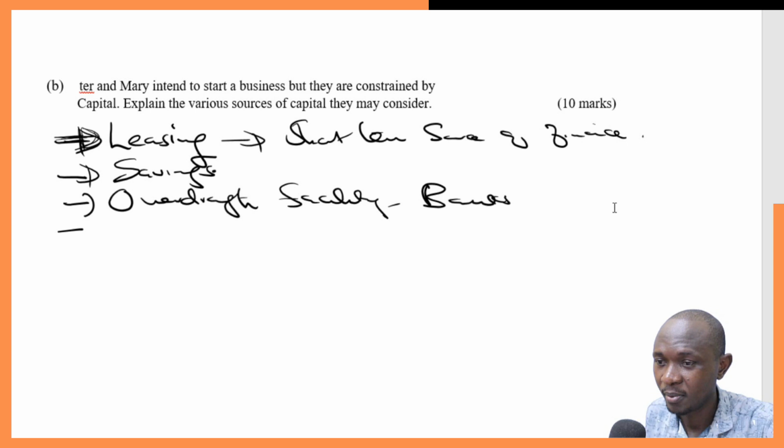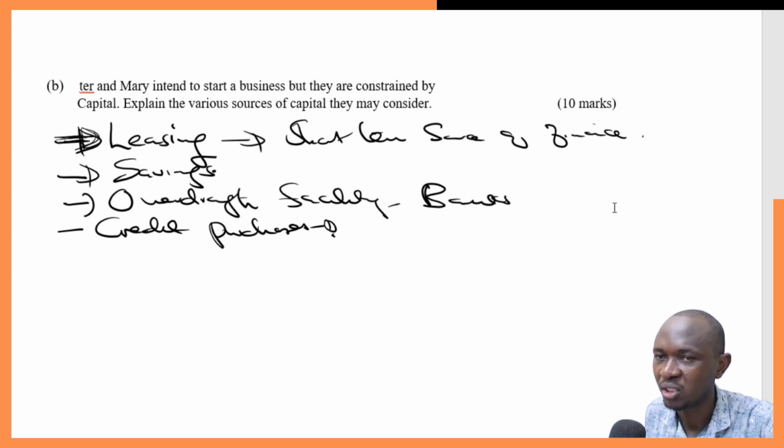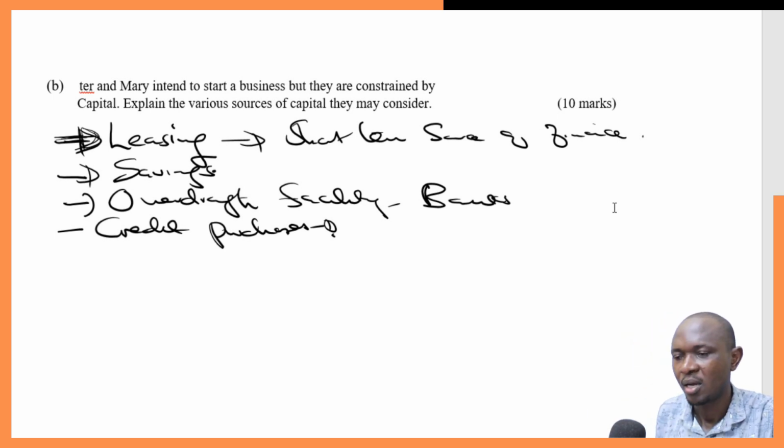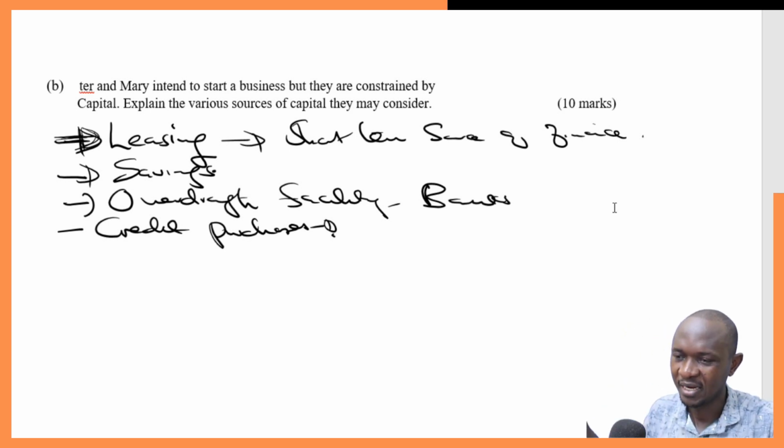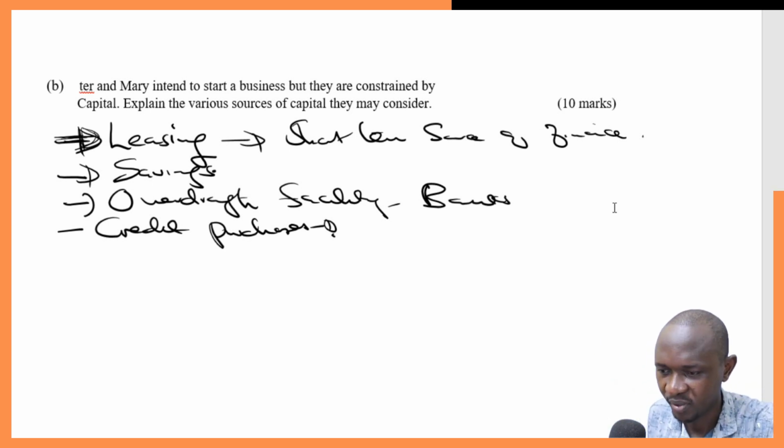Then we also have credit purchases. Credit purchases, very common. Instead of say buying goods in cash, they can enter into agreements and buy the goods on credit. Credit means that they will be able to have the goods, but they will pay for them at a later date. Or they can get the goods, sell them, get the cash, and then pay their creditors later on.